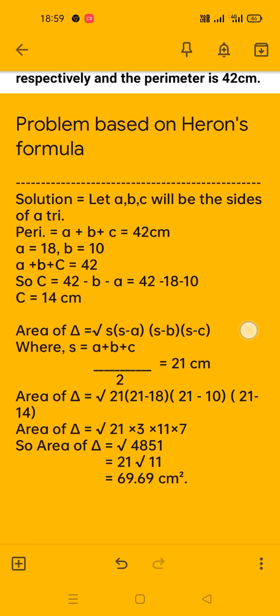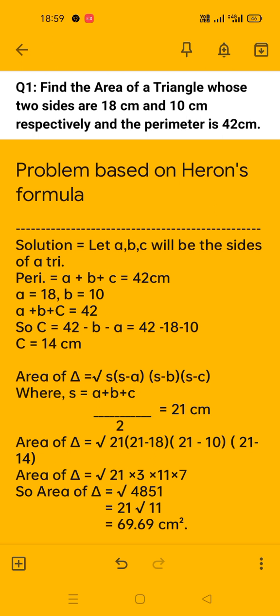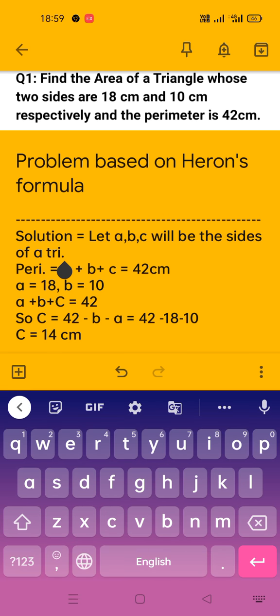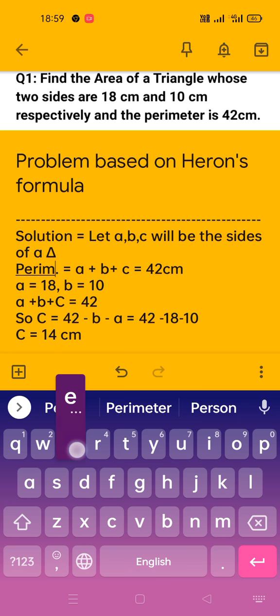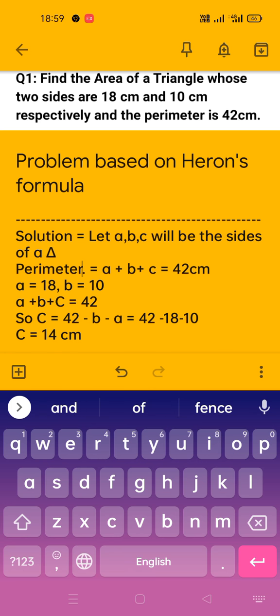solution for it. Okay, what we did, we have to find the area. The two sides of the triangle are given, that is 18 centimeter and 10 centimeter respectively. We have to find the area. Perimeter is also given. So what we have to do, we have to just assume A, B, C will be the sides of the triangle. TRI means triangle, right? PERI stands for perimeter. Perimeter is equal to A plus, means sum of all sides. The formula for perimeter is sum of all sides, that is A plus B plus C. These are the sides of the triangle, right? And the perimeter will be 42.